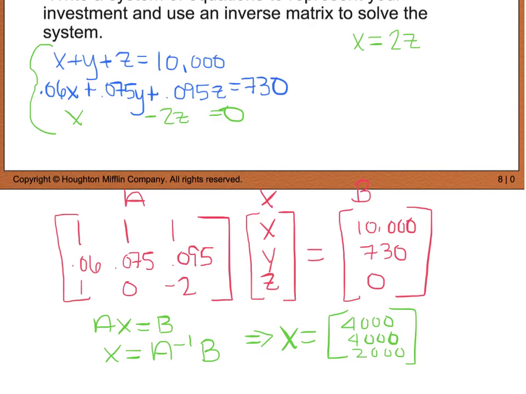And this then tells me that I have 4,000 invested in the AAA bonds, 4,000 invested in the AA bonds, and 2,000 invested in the B bonds. And that concludes section 8.3.